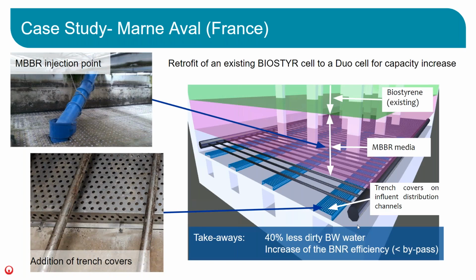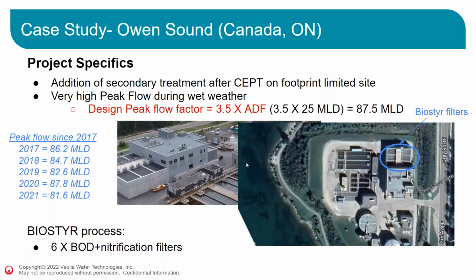Since I don't have results, I will present how they did the commissioning, well, how they did the switch from the classic to the DUO. They had to install some trench covers to make sure the K5 stays within the cells. This is the trench cover itself. They had to add some MBBR media during the process because they just had the Biostyrene within the cells. So the MBBR media was installed through the nozzle deck in the port for that.